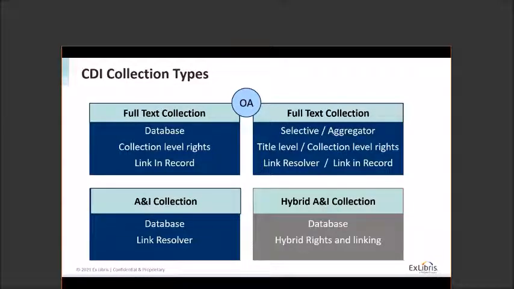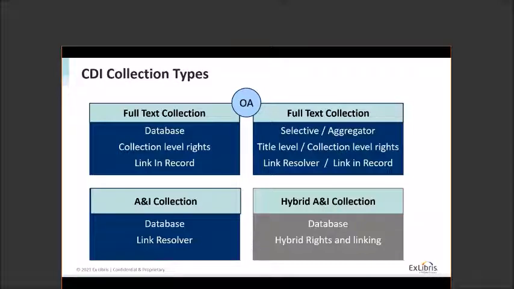We will be focusing on the main things and the main feature of the types of the collections. So the first two in the first row are the full text collections, which means that the CDI type is full text collections. This means that the provider is actually offering access to full text in their platforms. We have two main types. The first one is a database type of collection.